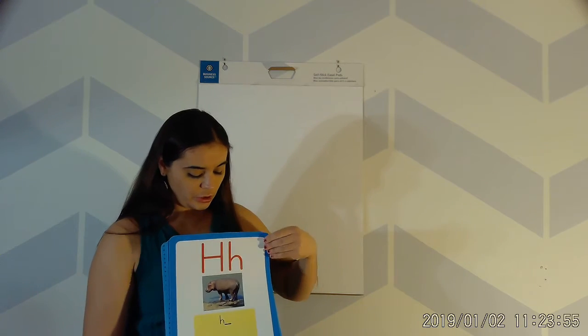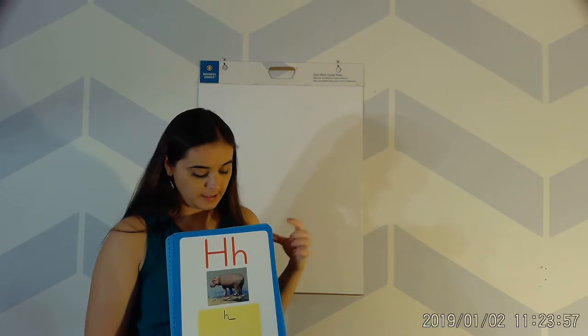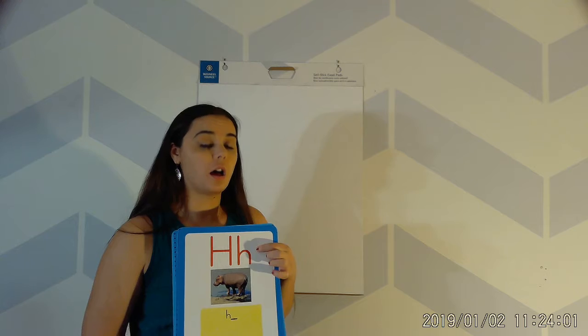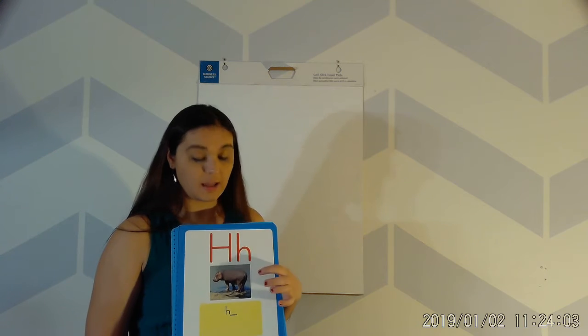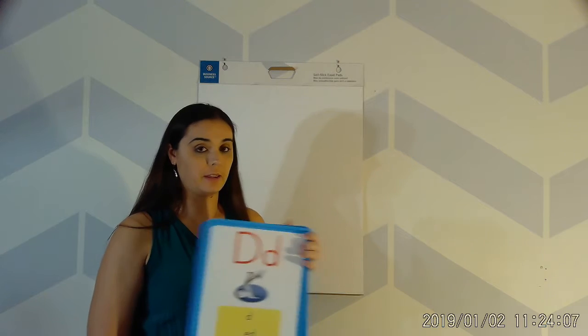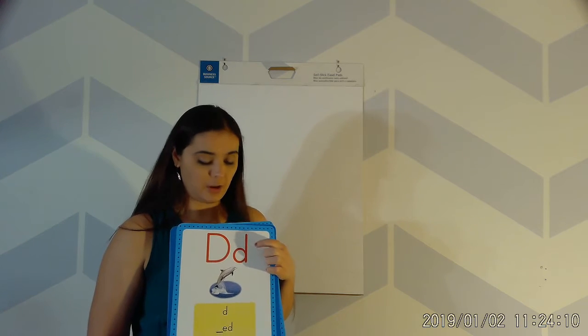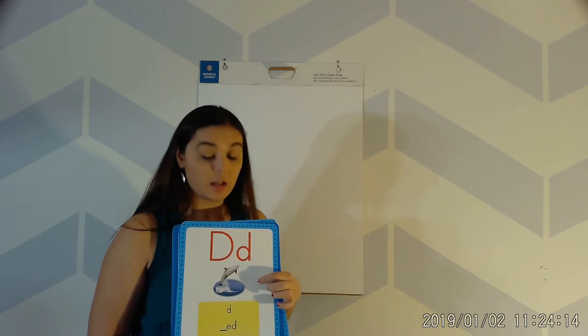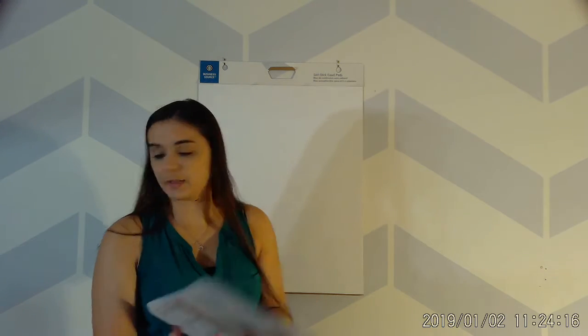And we're going to do two new ones today. So that is the H card. So the H says what sound? H. And that is H, like hippo. And we're also going to be doing the D card, the D sound. So what does D say? D, like dolphin. All right, let's go ahead and get started.